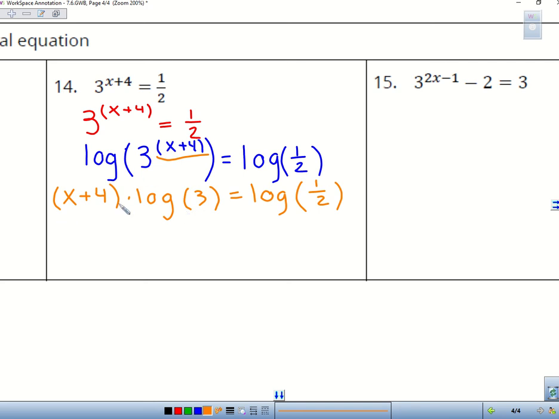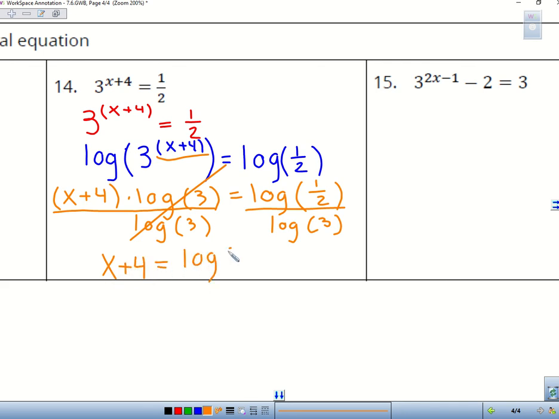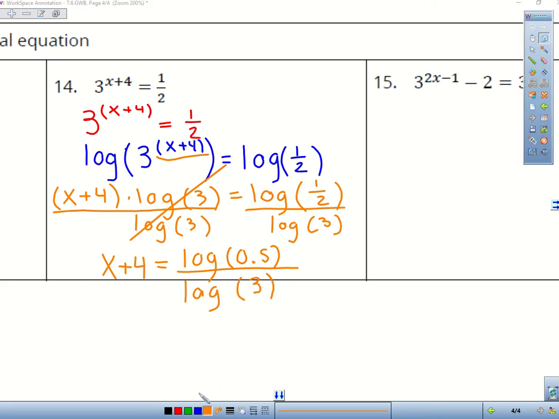So my goal here is to solve for x. So I have a product here. So to reverse multiplication, I do division. And then I'm left with x plus 4 is equal to log of 0.5 over log of 3. I'm just changing 1/2 to 0.5. Okay, you don't have to. It's just easier for me to work with. And we get that. But we're not done yet because we still have to do what to get x by itself? Good, subtract 4. So we get x is approximately equal to whatever all of this is in the calculator, okay?